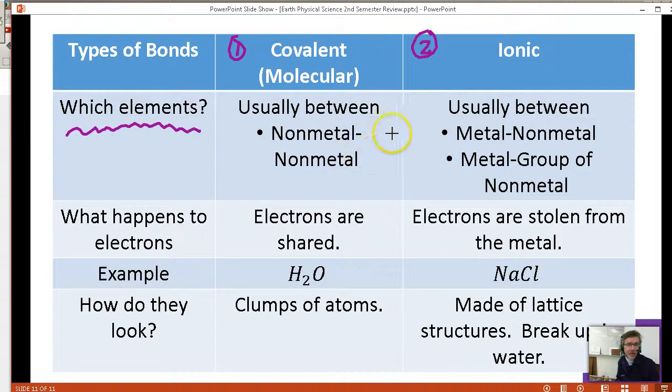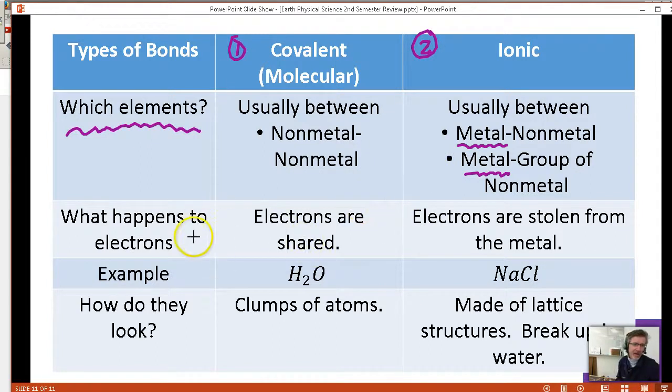So covalent molecular is usually between nonmetals and nonmetals. It's mostly that stuff in the upper right of the periodic table. On the other hand, ionic bonds are usually between metals and nonmetals, or metals and a group of nonmetals. But the trick is you've got a metal in these. So if you've got a metal, you should start suspecting some ionic bonds going on.